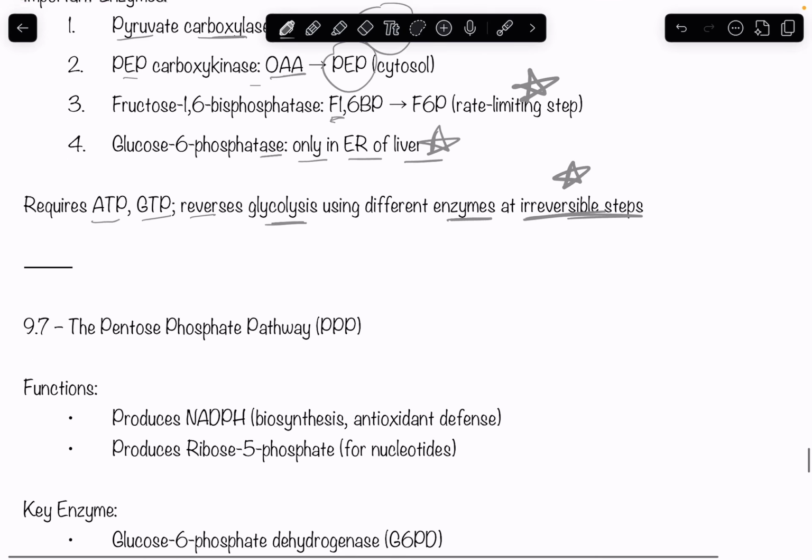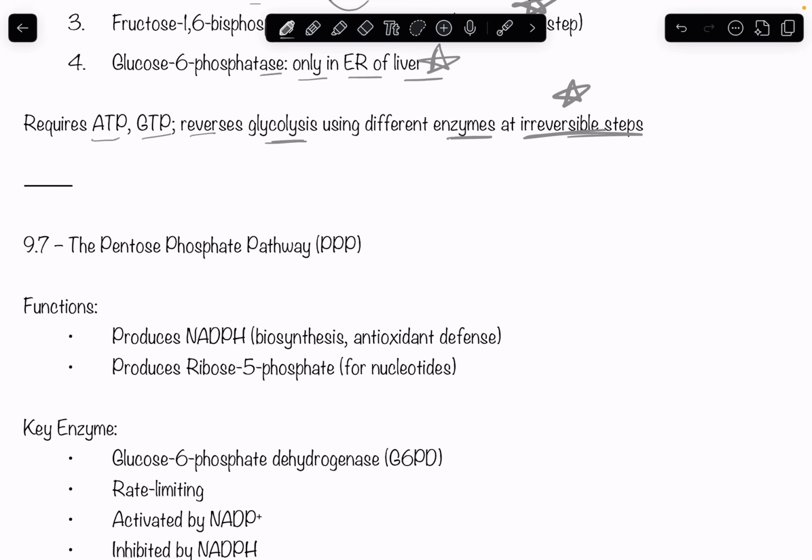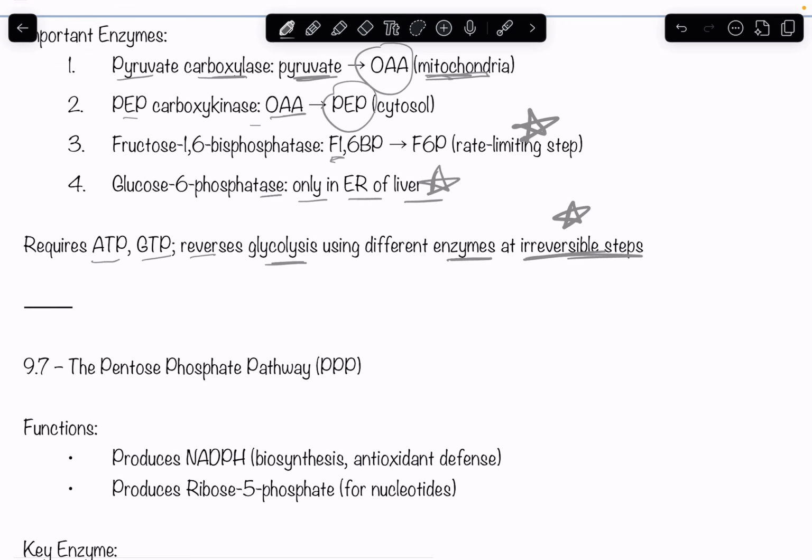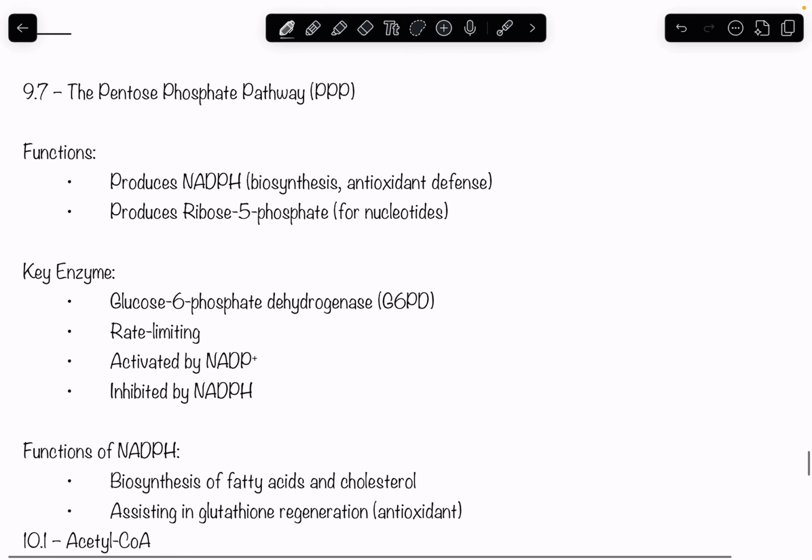Next, we're just going to jump right into the pentose phosphate pathway. If there are any more questions about gluconeogenesis, please let me know. So the PPP produces NADPH and ribose 5-phosphate. What you need to know is this is very important. Ribose 5-phosphate makes your nucleotides, okay? And NADPH is for biosynthesis and antioxidant defense.